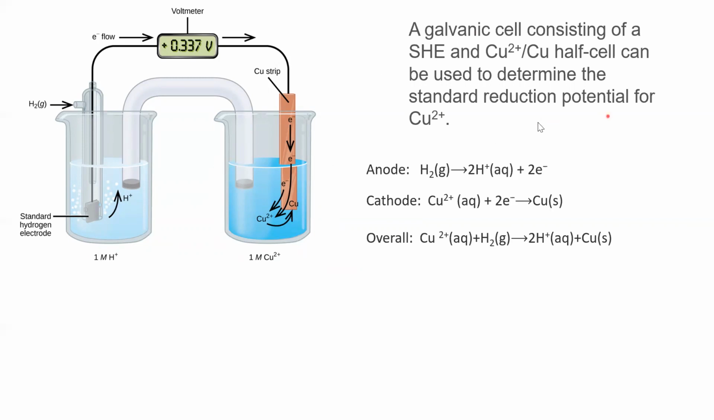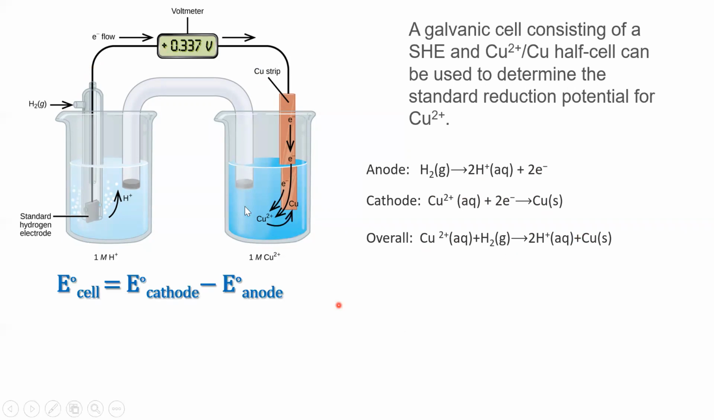Okay, so when we look at the two half reactions that take place, in our anode, the hydrogen gas is becoming hydrogen ions and it's giving off 2 electrons. The electrons are going to flow through our circuit into our cathode compartment, where the copper ions are going to take in those electrons and become copper atoms. 2 electrons lost, 2 electrons gained. Here's our overall reaction.